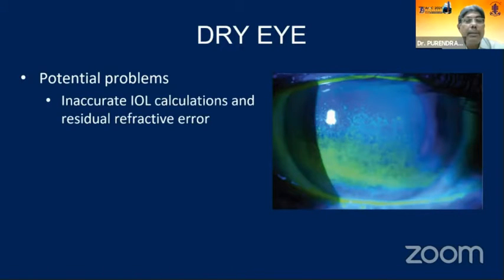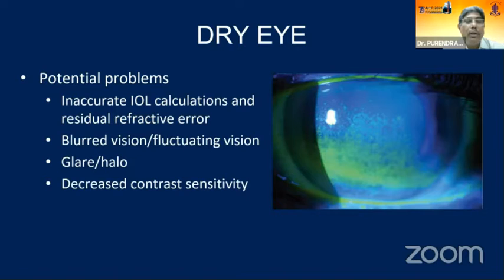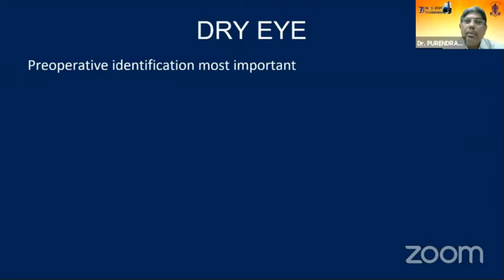The potential problems are inaccurate IOL power calculation, leading to residual refractive error. So if the patient's dry eye condition is pre-operative and has been missed, it can lead to inaccurate IOL power calculation, and this can ultimately land the patient into residual refractive error. Then there is blurred vision, fluctuating vision, glare or halo, and decreased contrast sensitivity, which could be there due to dry eye. So the pre-operative identification of dry eye is very important.